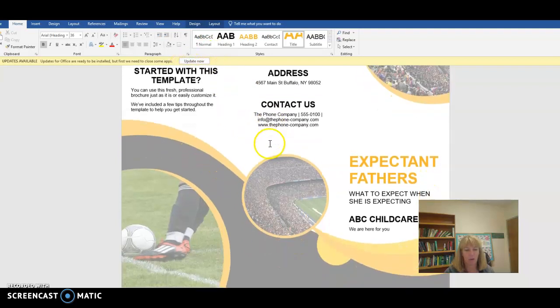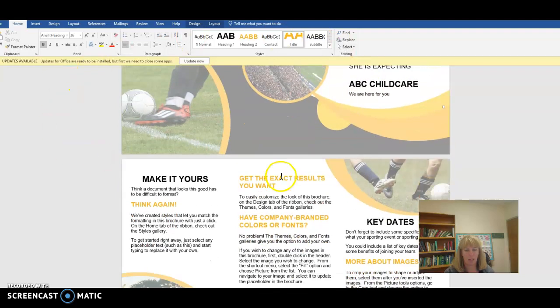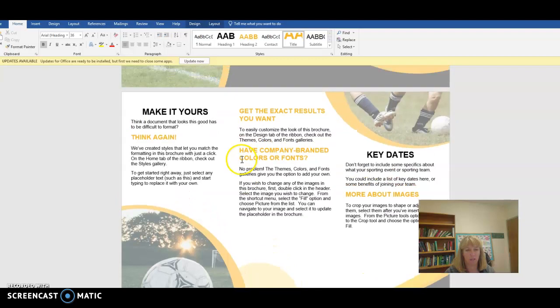Then I would go to the second page. See how this is the first page? This is the second page, which would be like the inside. Remember this one? This one had a cover, and that's what I just typed expectant fathers on. And then it has this back, and then it has the inside. So really it's just a 2-page document that you could fold. If you printed it, you could fold it.